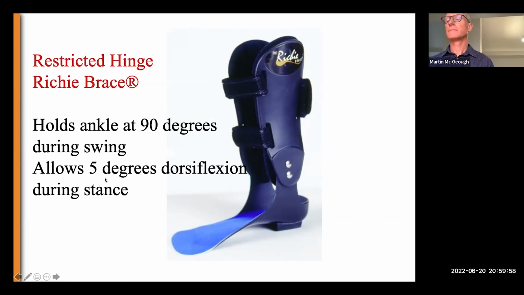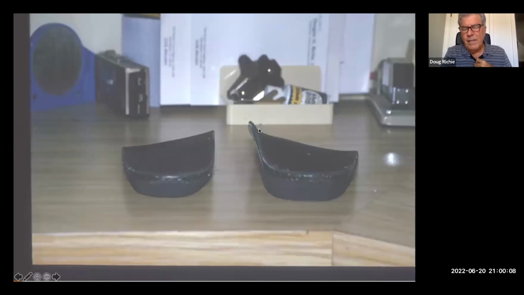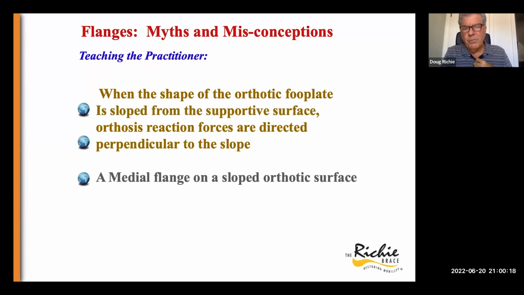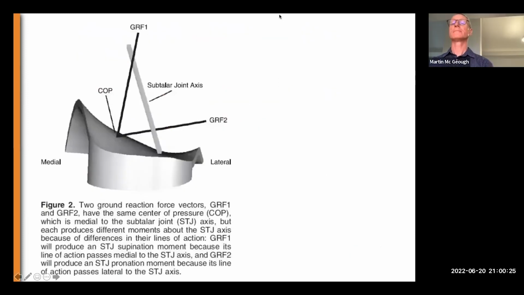It allows some dorsiflexion during the stance phase, but we can add these eversion enhancements to the brace to offload the peroneals. One way to evert the foot is to add a medial flange to the arch of the foot plate. We talked about this in the previous webinar. When we slope the foot plate into a medial flange, we tend to abduct the foot or evert it. We tend to drive the foot laterally. So a medial flange will abduct the foot and pronate it and offload the peroneals.